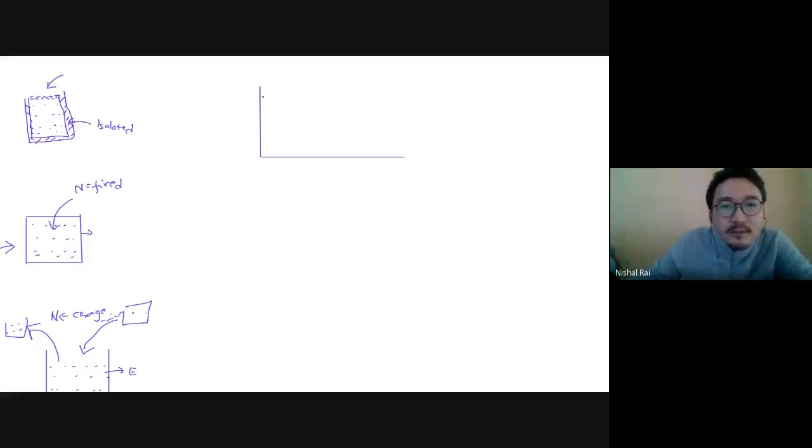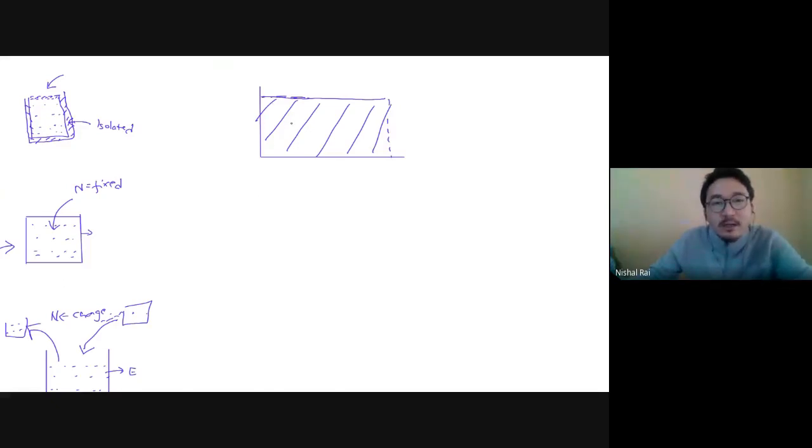Now, if you plot energy versus the distribution of energy, let's say you plotted the distribution of energy, then for grand canonical it will be a straight line. Why? Because the energy is not allowed to change. So each and every state will have equal probability of having that energy, because the energy is fixed, just say for a time being.